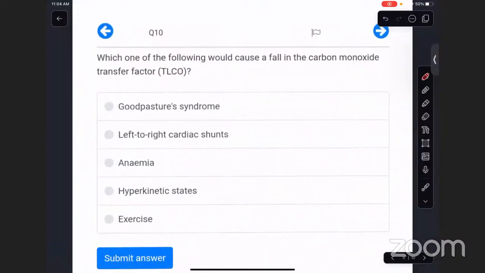So these are straightforward questions. Conditions associated with raised TLCO: Goodpasture syndrome is associated with pulmonary hemorrhage, so there will be an increase in TLCO. Left-to-right shunt also increases TLCO. Anemia is associated with reduced TLCO, and this may be the correct answer. Let's see the others. Hyperkinetic state is associated with increased TLCO, and exercise is also associated with increased TLCO. So the answer is anemia.